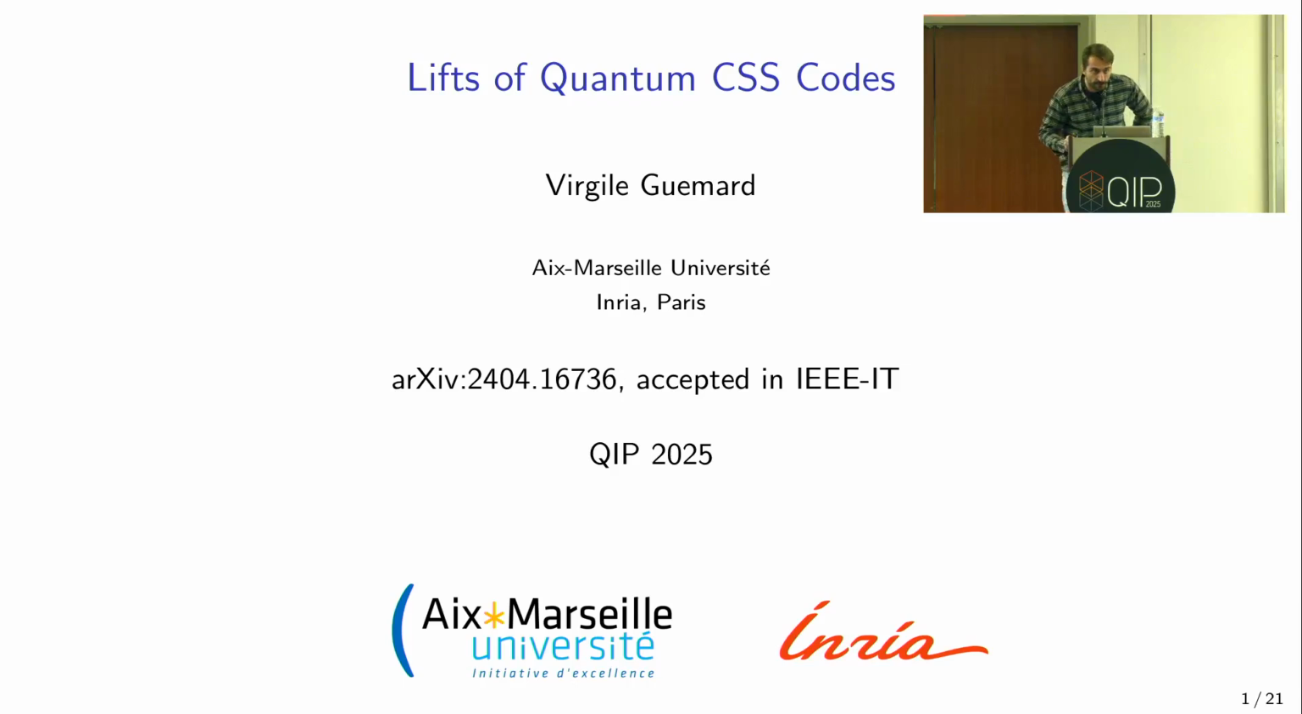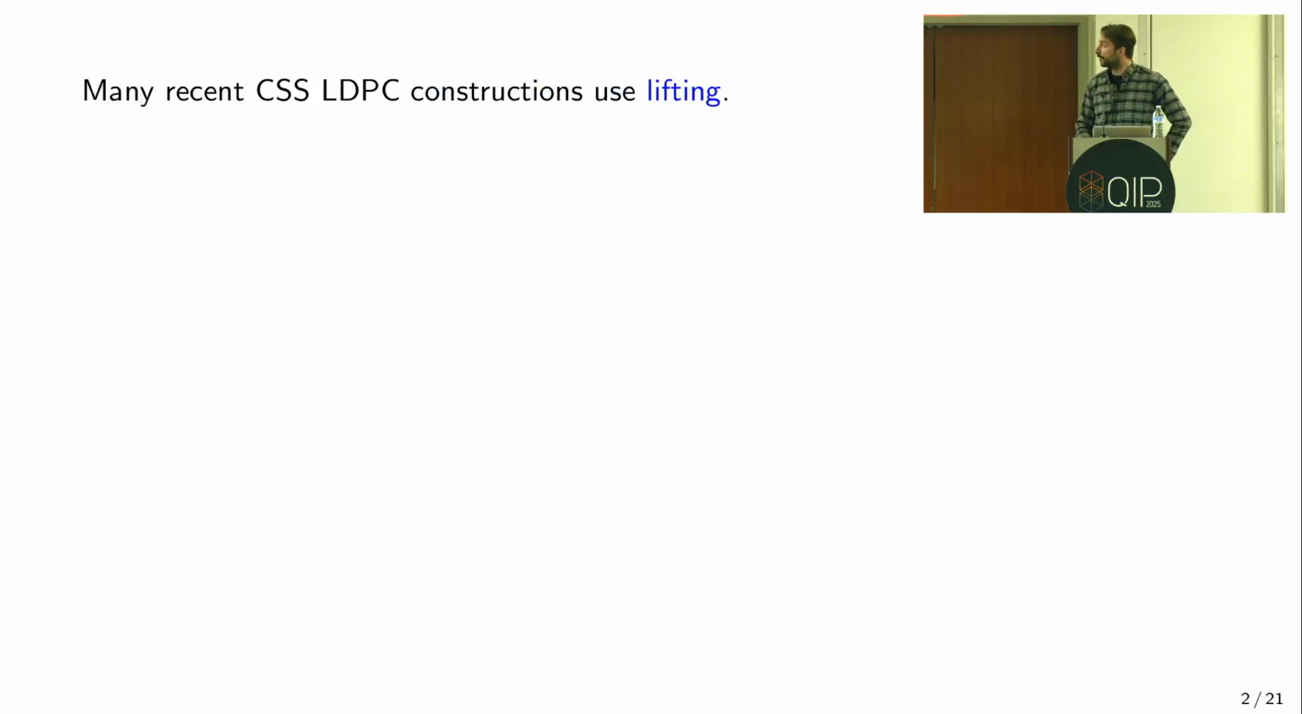First of all, thanks to the organizers. This is about a generic construction to create some quantum LDPC code called the lift. We'll start with the very general observation that many recent CSS LDPC constructions use the process of lifting.